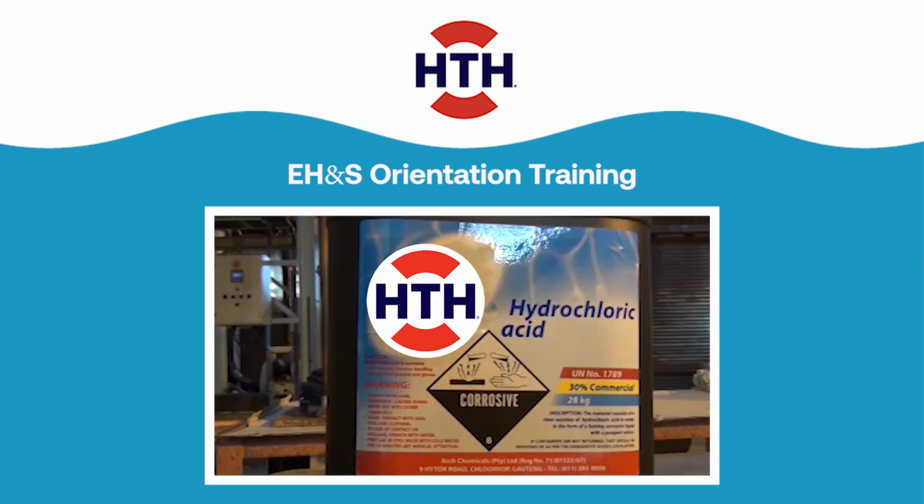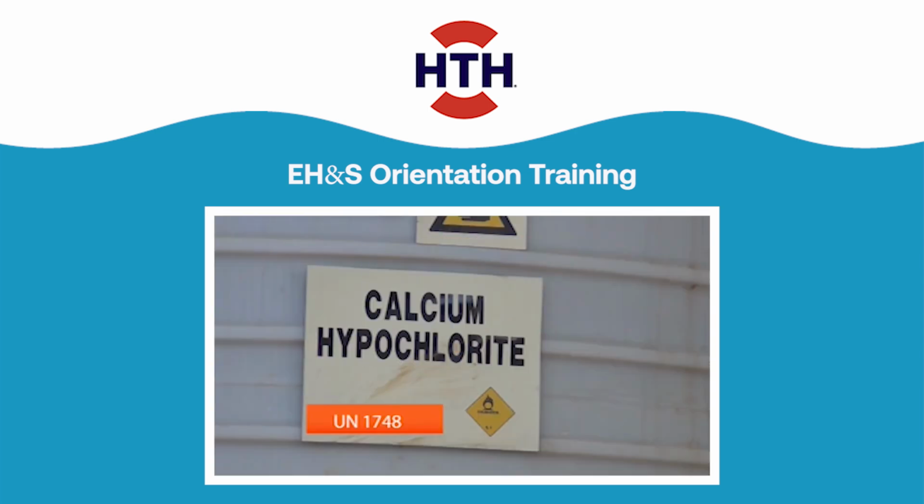Dangerous goods are identified by means of a UN number, an internationally recognized number, which consists of a 4-digit identification code along with its correct shipping name. For example, UN 1748, calcium hypochlorite.